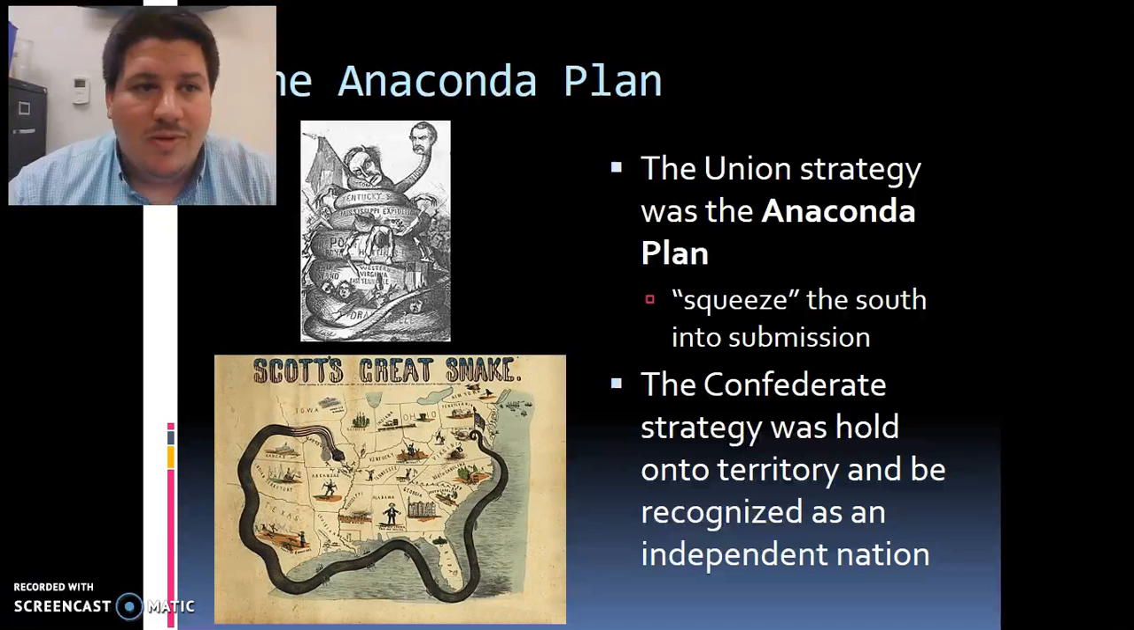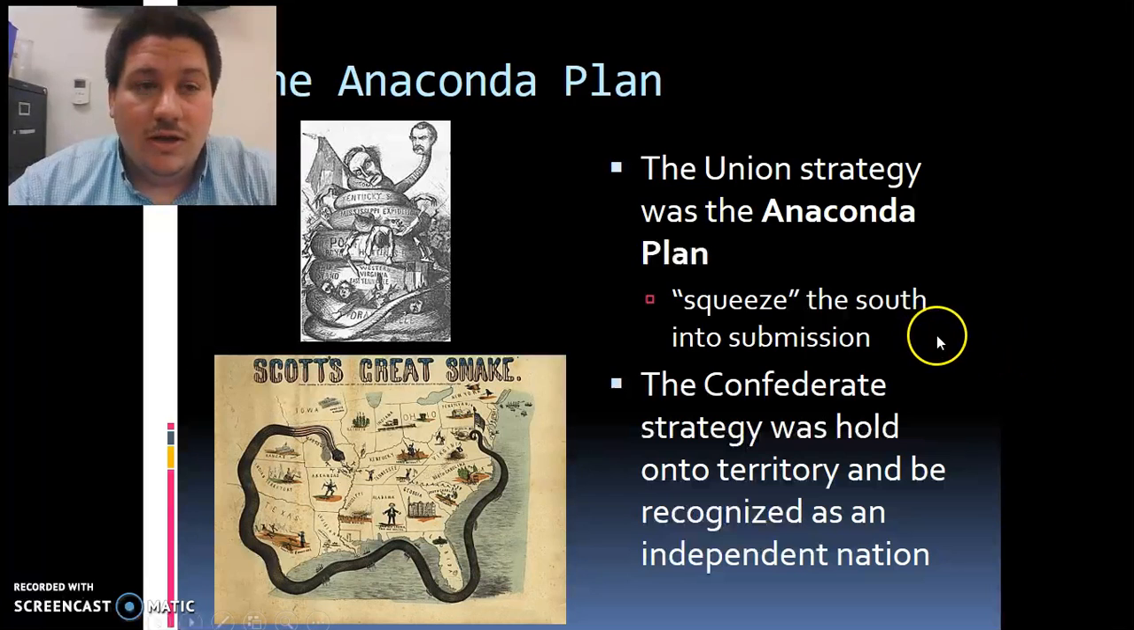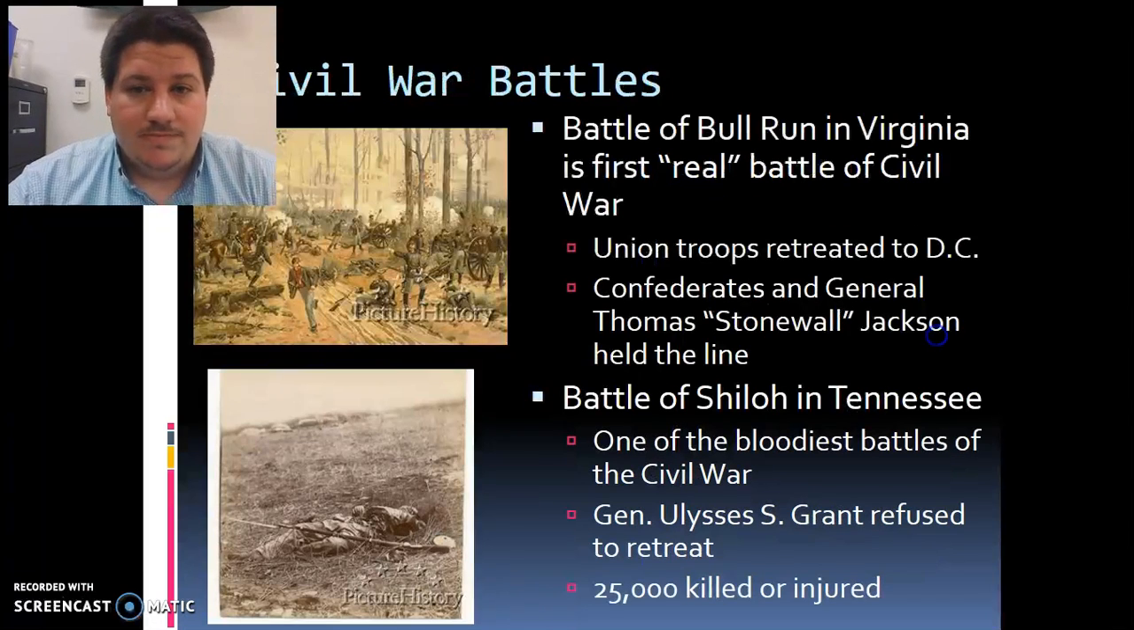They were very gung ho about wanting to own slaves. Anyways, the Confederate strategy is a little bit different. It's to hold on to their territory and to simply be recognized as an independent nation. And so initially, they're not going to make efforts to invade Union territory, but later on they will.